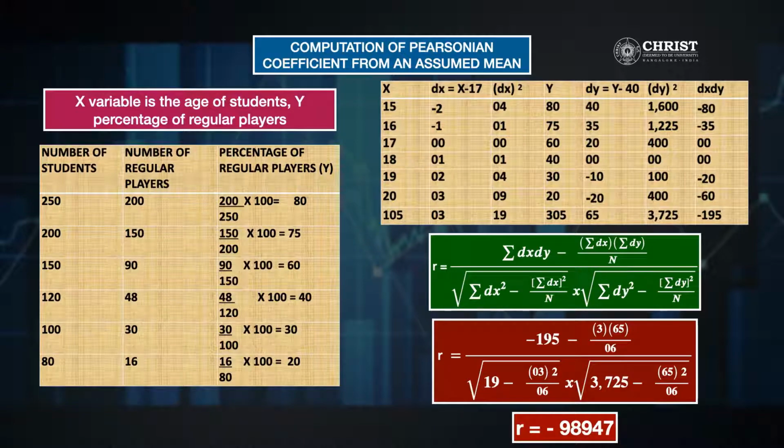So this is very high negative correlation, with values very close to minus 1. It indicates that variables are moving in the opposite direction, meaning there is a strong inverse relationship between age and playing habits of students.